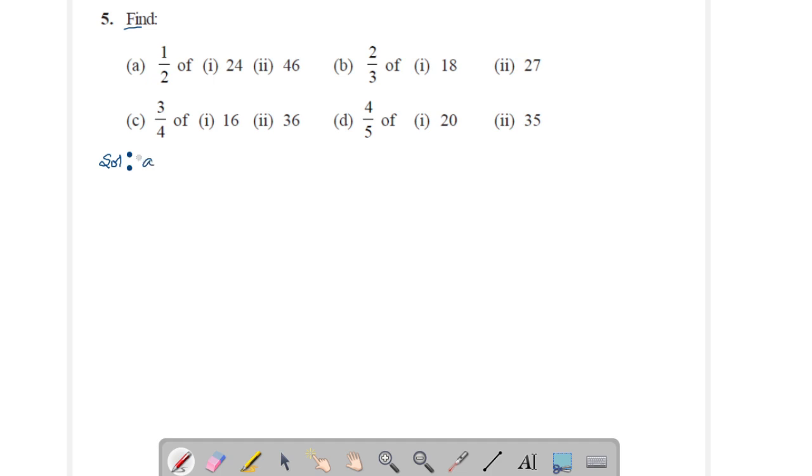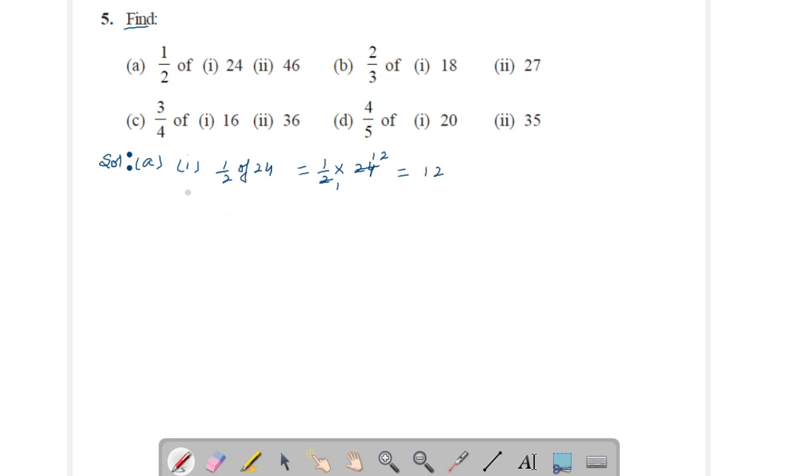A part, first part. It is 1 upon 2 of 24. Here of is converted into multiplication. It can be written as 1 upon 2 into 24. Here cancel the terms 2 and 24 by 2. 2 1s are 2, 2 12s are 24. Here your answer is 12.